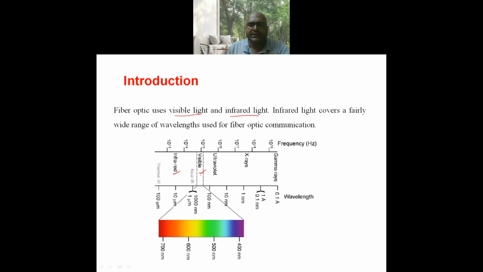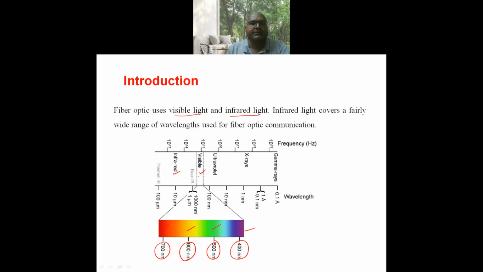The wavelength of visible light falls in the range of 700 nanometer to 400 nanometer. For 700 nanometer, it is a red light, and around 600 nanometer, it is yellow. Around 500 nanometer, it is green. For 400 nanometer, the color of the visible light is blue.